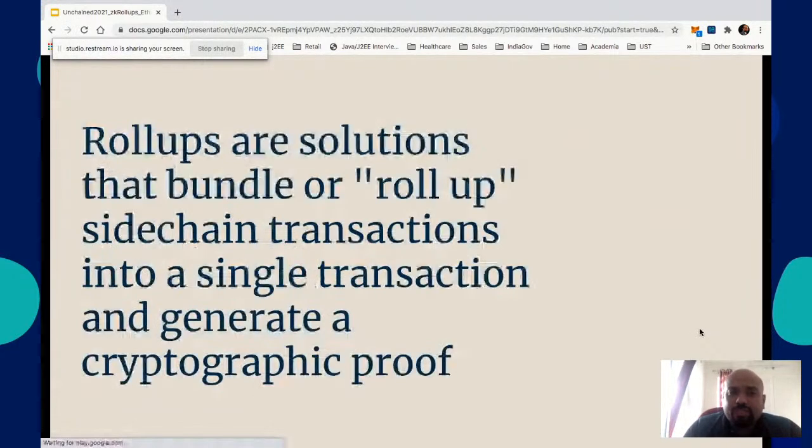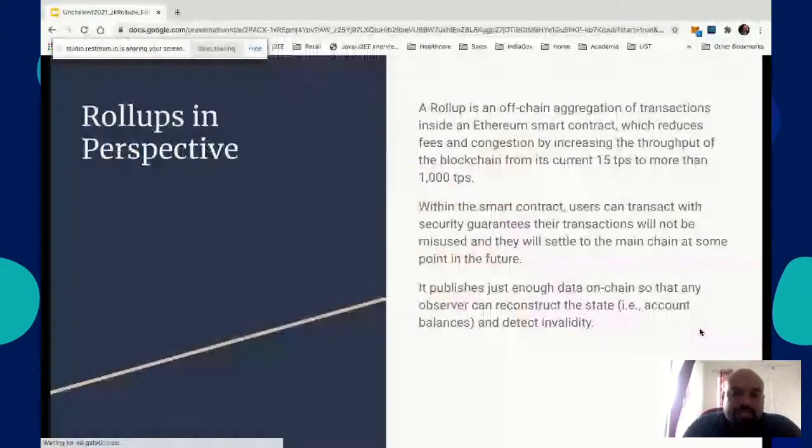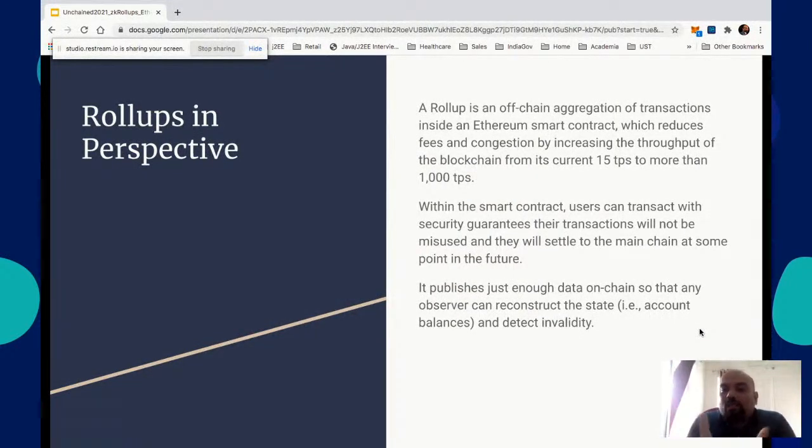So what is a rollup? It's a solution that bundles up or rolls up sidechain transactions into a single transaction and generates a cryptographic proof. Now we are hearing new terms like sidechain and a somewhat different term like proof. Proof is something we studied in our school mathematics classes, but is that the proof here? What is a sidechain? Let's first understand sidechain. But before going to sidechain, let me explain the concept of rollup from an Ethereum smart contract perspective.